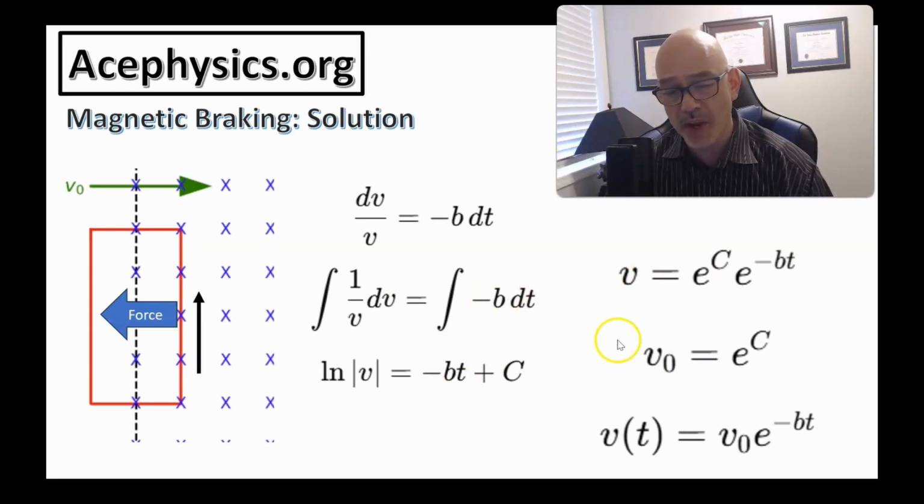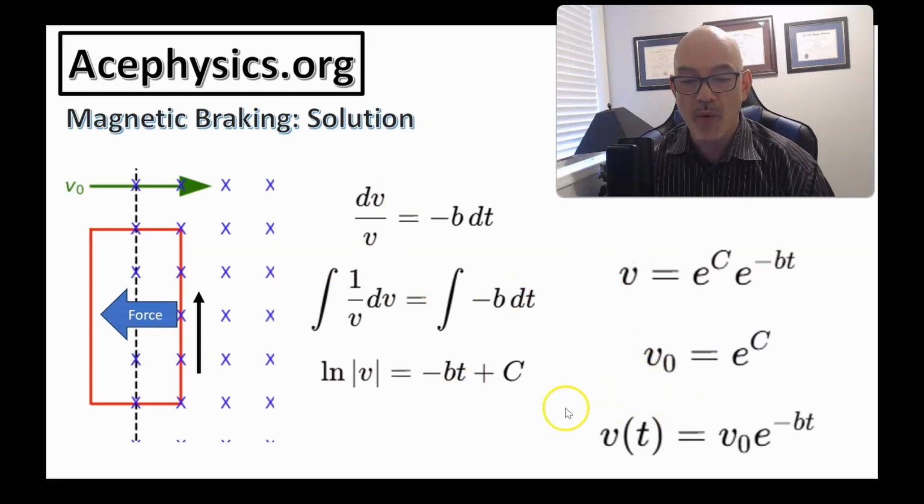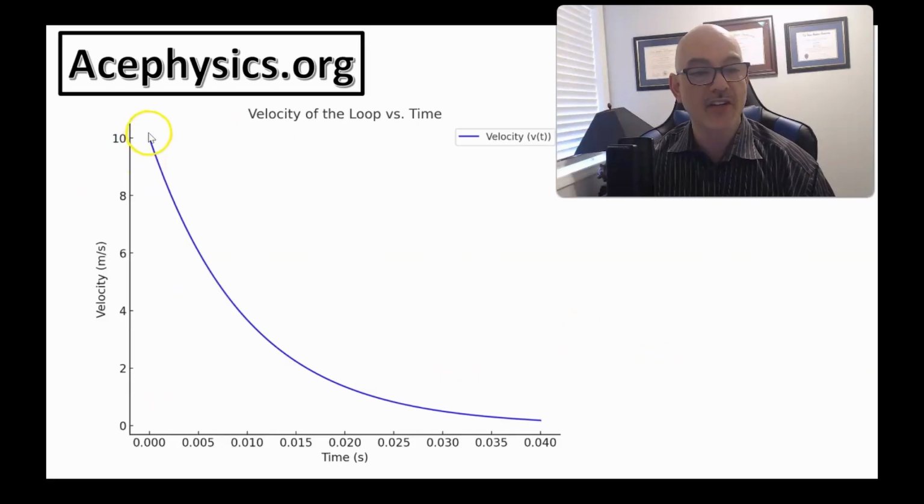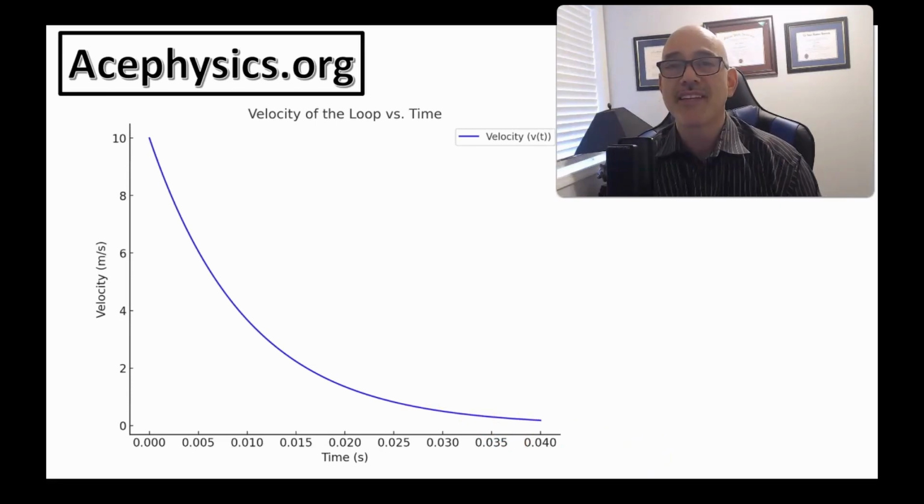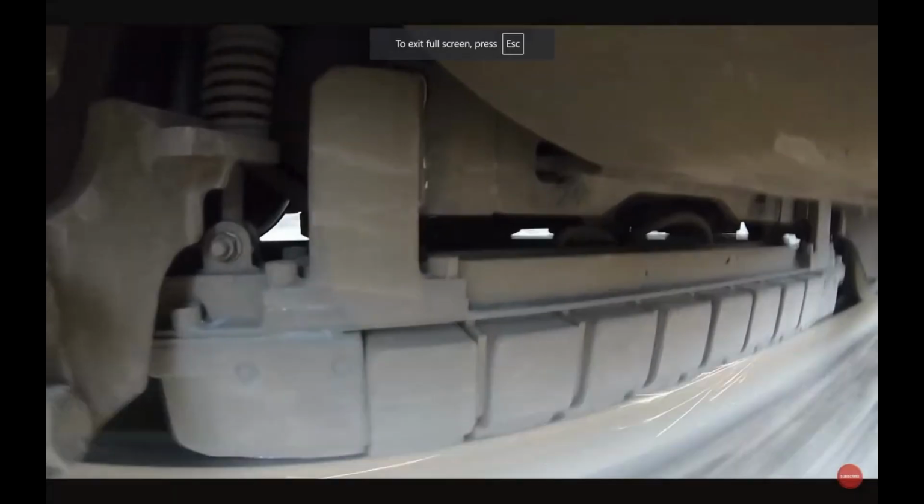I solved it the hard way here, but ultimately what we find is that the velocity decreases with time. The velocity is a negative exponential. The velocity starts out at some value, 10 meters per second, and it gets slower over time, and it's slowing down because of the Lorentz force, which comes about because of Faraday's law. This is the explanation of the fundamental physics behind magnetic braking in locomotives and trains.